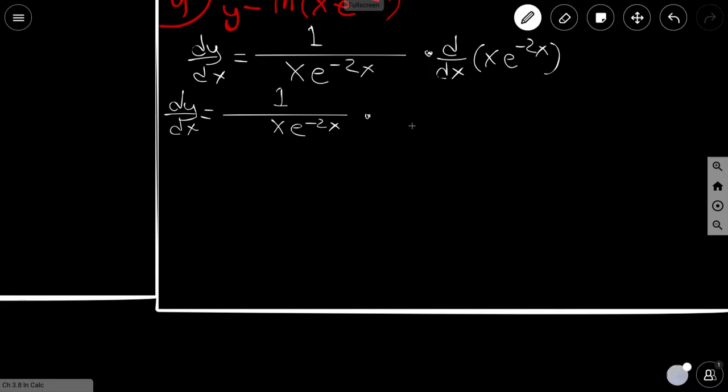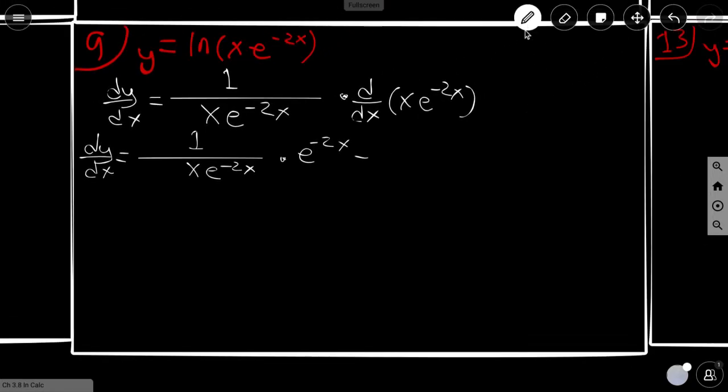We're going to have to use a product rule here, and that's going to look like e to the -2x minus 2x e^(-2x). There we go. And the reason why is that the derivative of e to the -2x is just going to be -2e to the power of -2x. And then the product rule has it so that it looks like this.